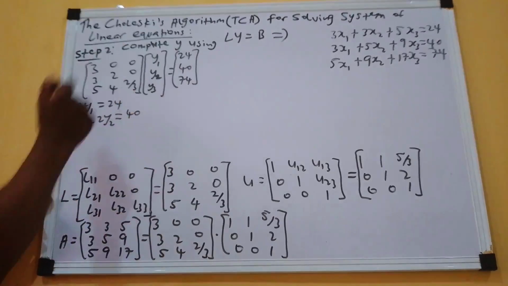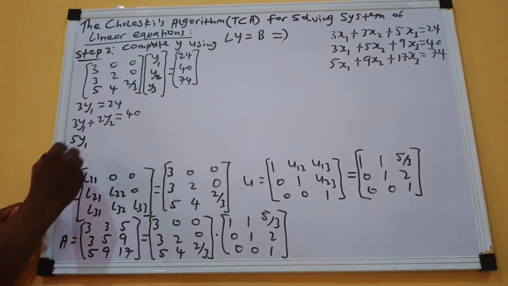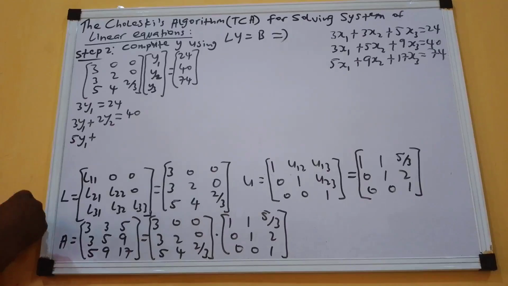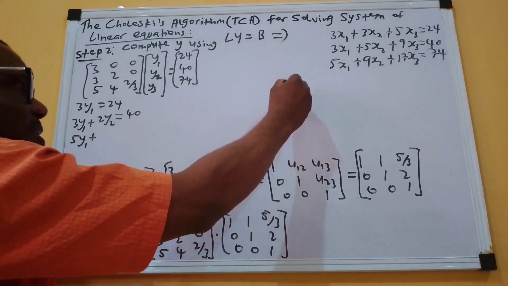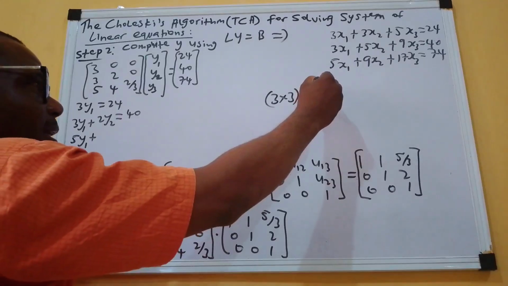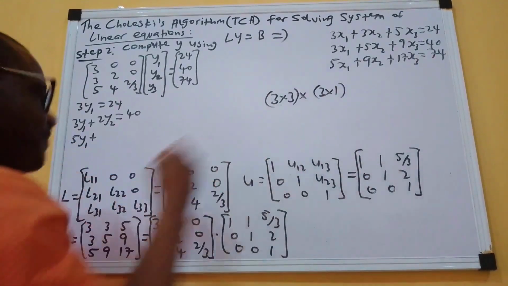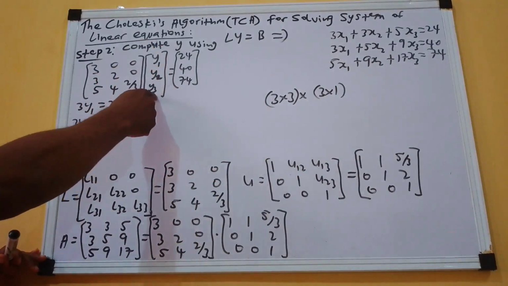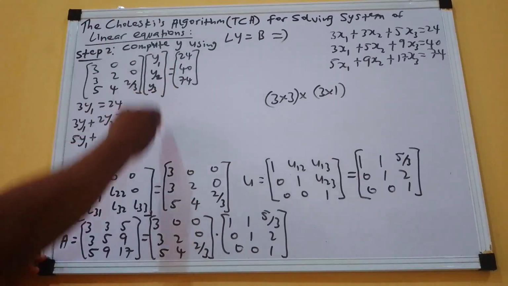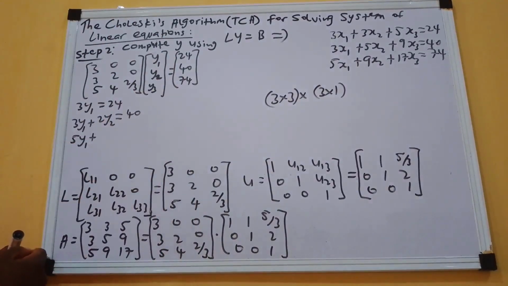Then the third one will be 5y1. I hope you know how to use a matrix to multiply a vector. Let me show you, look at it now. This matrix is a 3 by 3 matrix multiplying a 3 by 1 matrix. This vector here is a 3 by 1 matrix. It has 3 rows and 1 column. So it's a column vector.